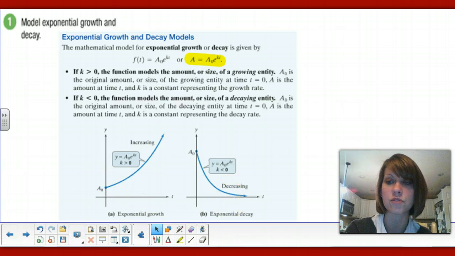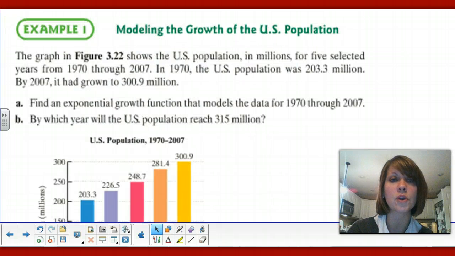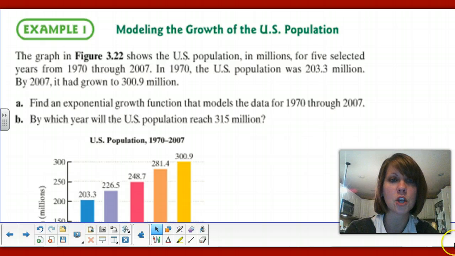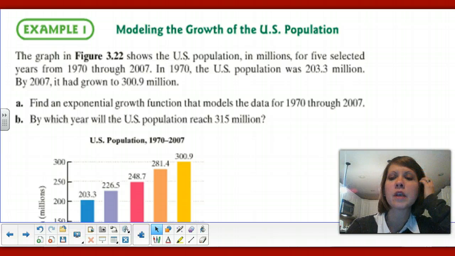All right, we're going to use this formula in a couple problems. So here's example 1 from your book, Modeling the Growth of U.S. Population. I want you to read through the problem. Read through part A. Okay, so read through it again if you need to. Pause, whatever. Part A, find an exponential growth function that models the data for 1970 through 2007.